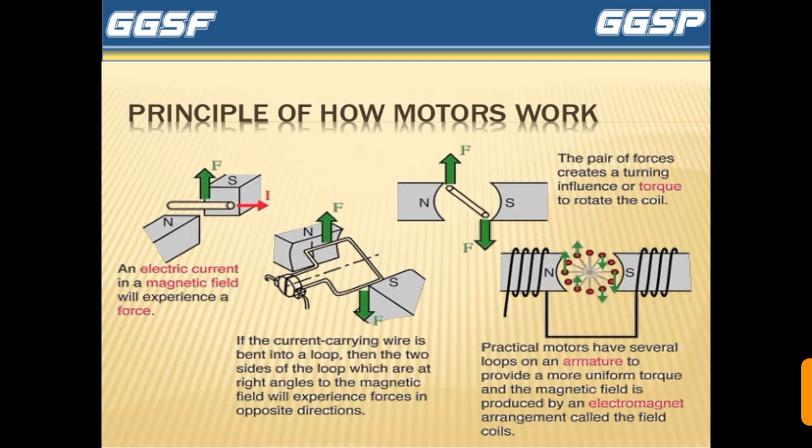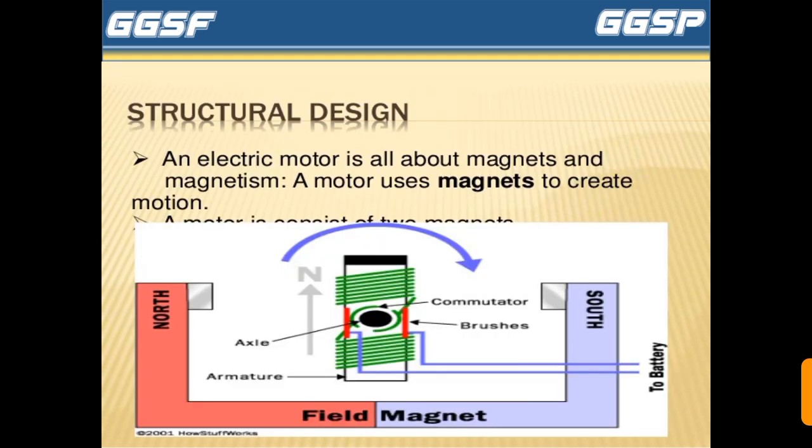Practical motors have several loops on an armature to provide a more uniform torque, and the magnetic field is produced by an electromagnetic arrangement called the field coils. Next, the structural design of an electric motor. An electric motor is all about magnets and magnetism. A motor uses magnets to create motion. This is the image for the structural design of an electric motor.